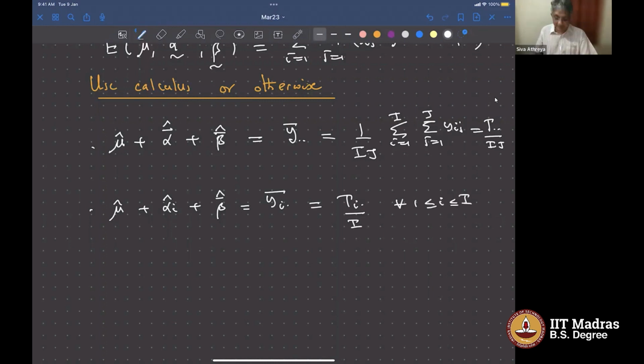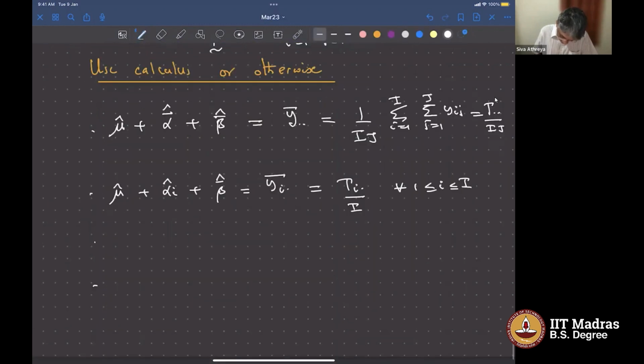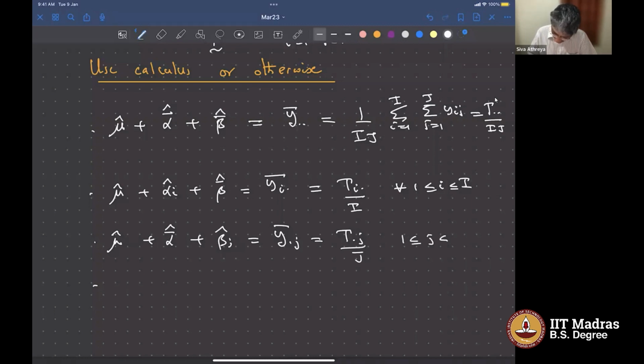So now you can reverse the thing. You can say again, mu hat plus alpha bar hat plus beta_j hat will be just the jth column mean. So y dot j bar is just T dot j divided by I. So what do you get? Very good. So these are the least squares estimates.